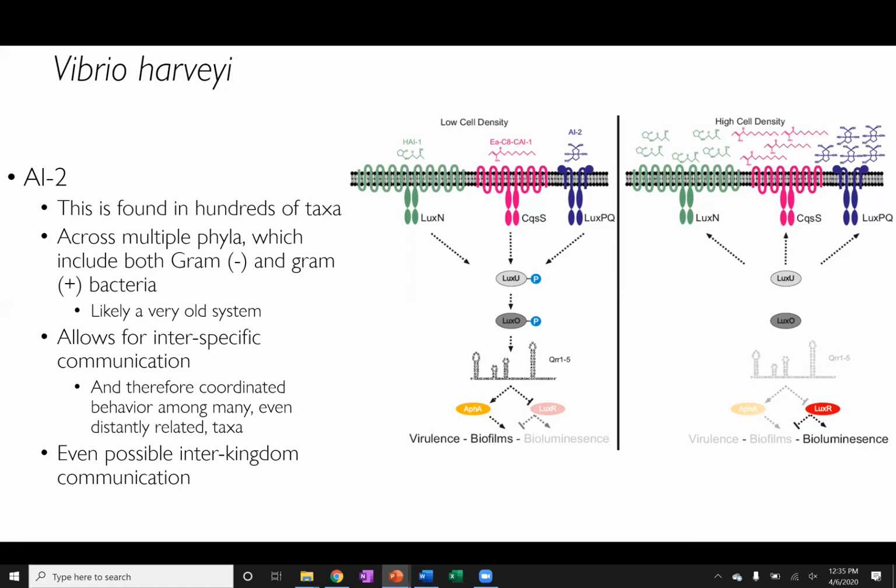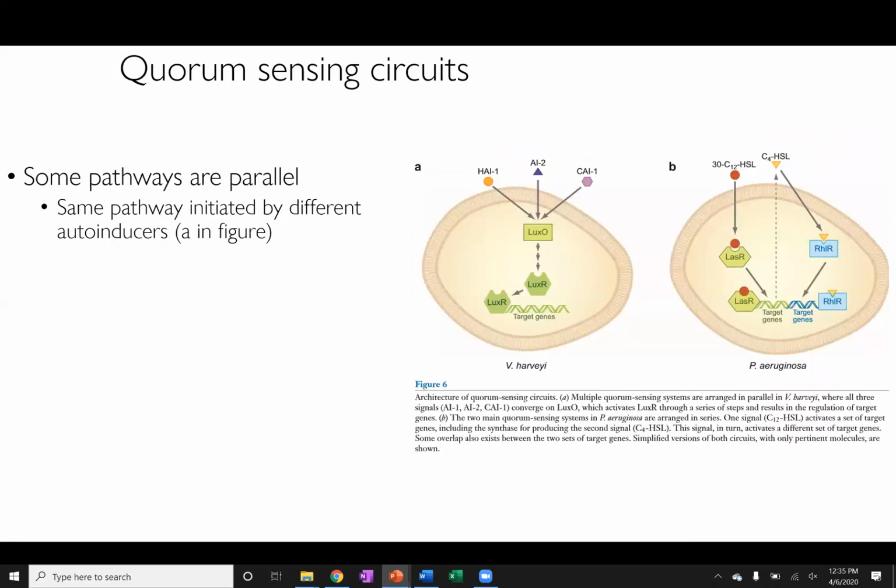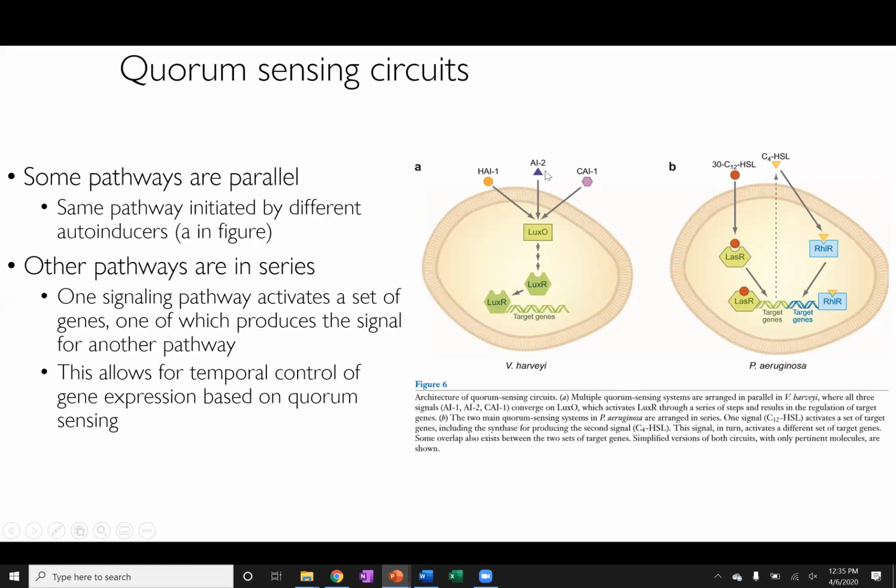But ultimately, we need to think about quorum sensing like a circuit. Many pathways under quorum sensing are parallel, and they might be induced by a different autoinducer here, but they ultimately promote the same response. Other pathways are in what we call a series, and we would be thinking about it more as a circuit here.